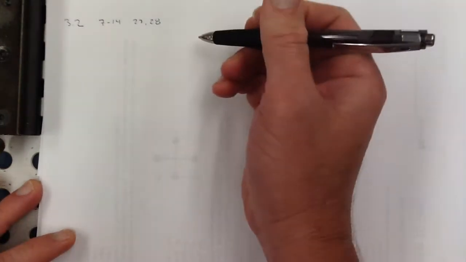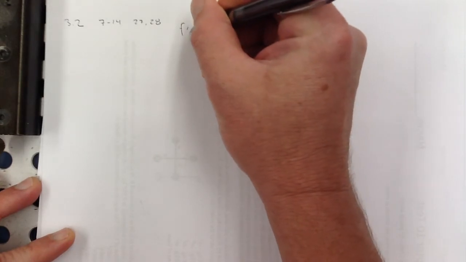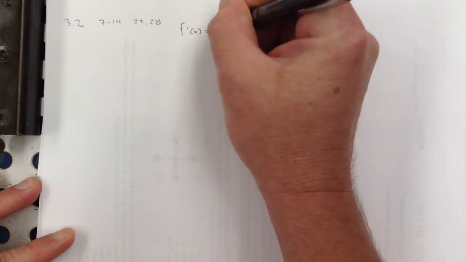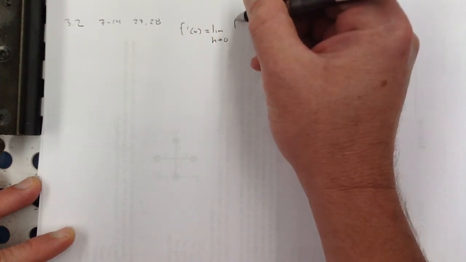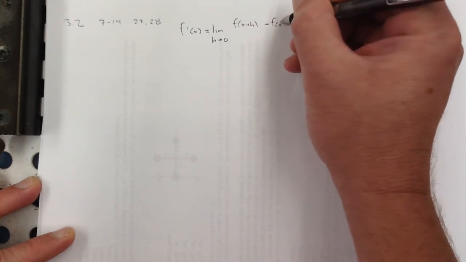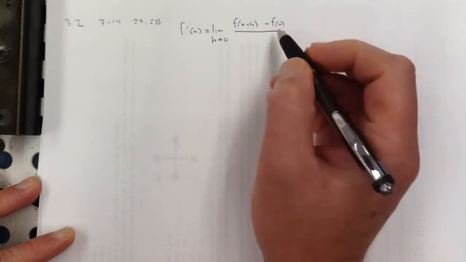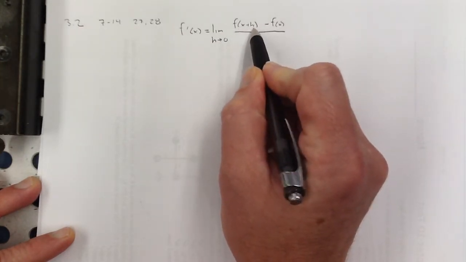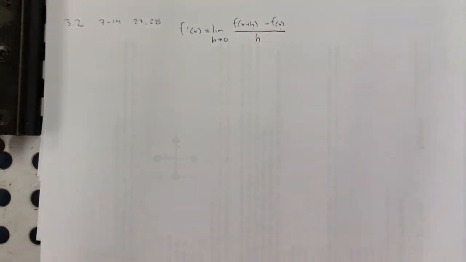Alright, time to do some more calculus here. The definition for the derivative that we're going to be using in these problems is f prime of x is equal to the limit as h approaches 0 of f of x plus h minus f of x over, really what's underneath here. This is just like the slope formula again. It's x plus h minus x. The x's cancel there, and you end up with just that h on the bottom.